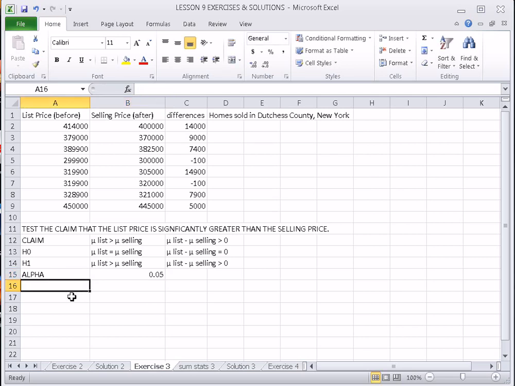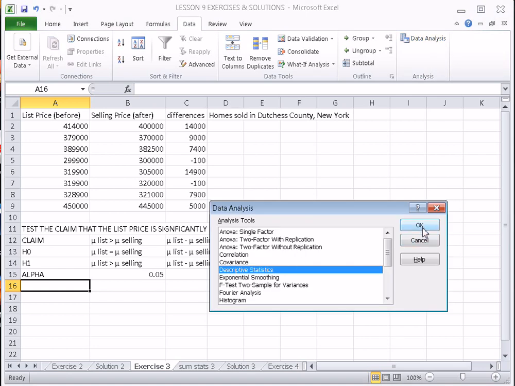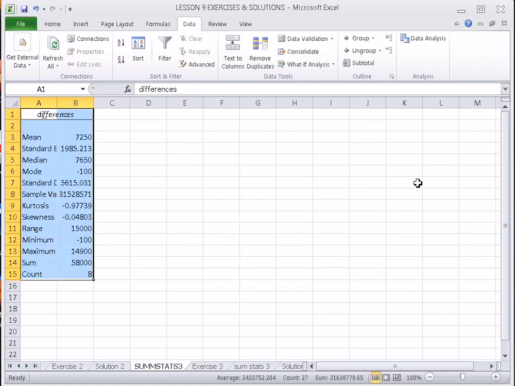And then here is where we needed our sample statistics. So I'm going to do that again, but this time I'm going to put it on a new page, because I don't know what happened last time when everything disappeared. So we'll do our data analysis, descriptive statistics. There are my differences. And my output range, I'm just going to put it in a new worksheet, and we'll call it sum stats. And this is example 3. Okay, and here's our sum stats 3.